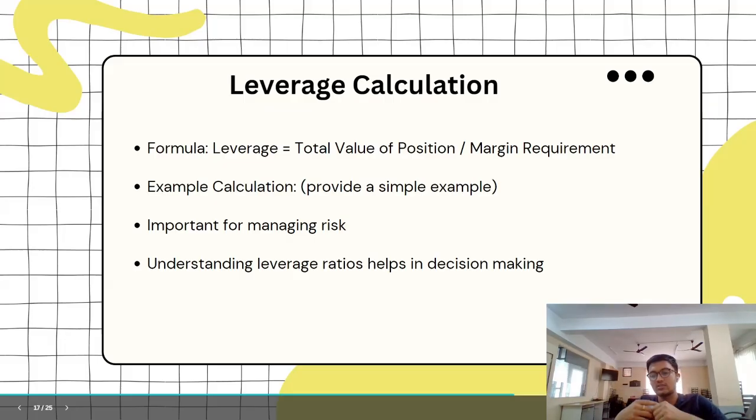But if you just go ahead and take a naked position, even in the long term or in futures alone, you won't be able to manage it and make it a very calculated trade. You will be only sitting on a naked position which can actually make huge losses or huge profits. Everything. So understanding leverage ratio helps in decision making.